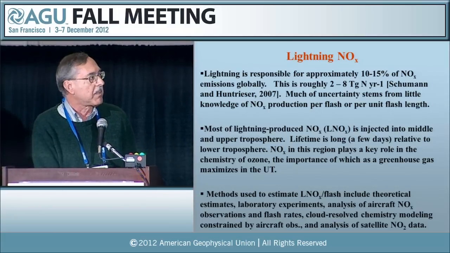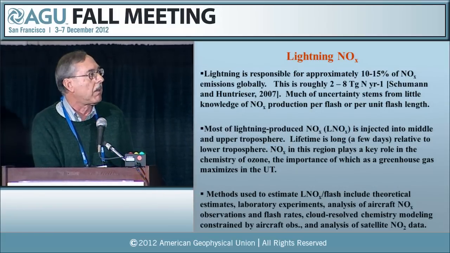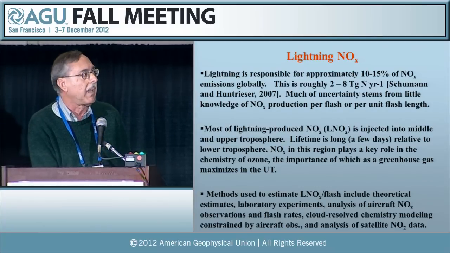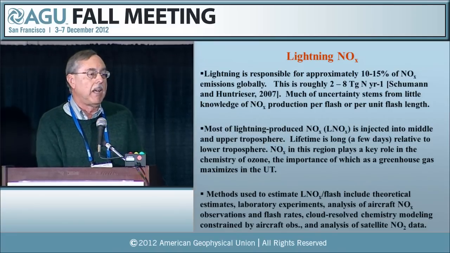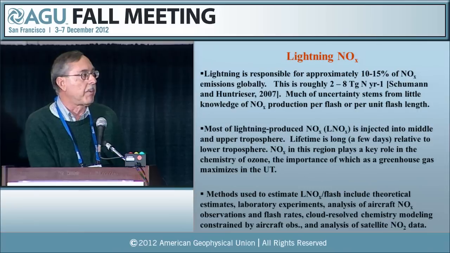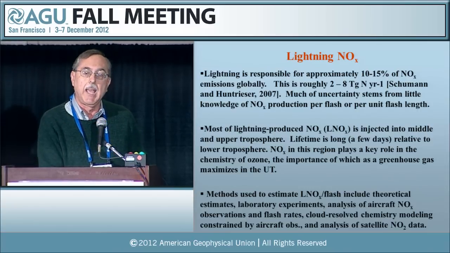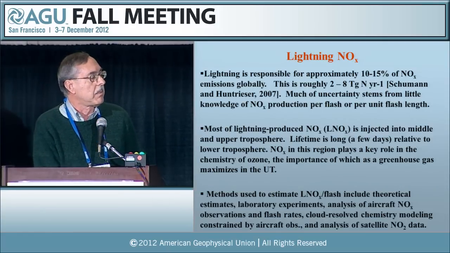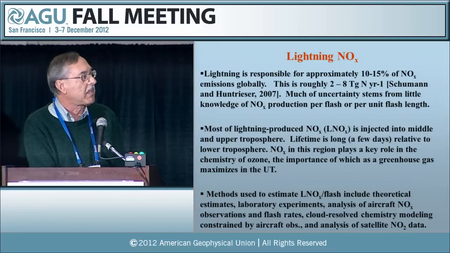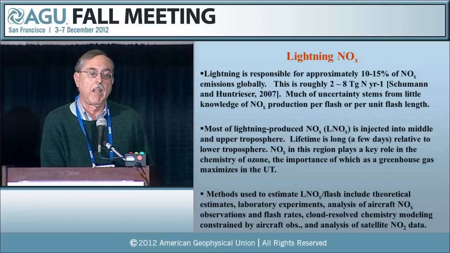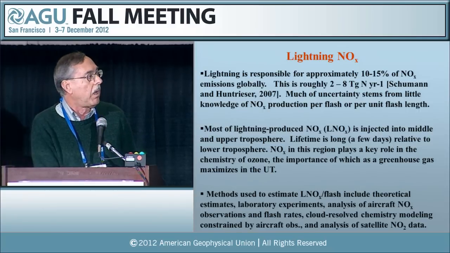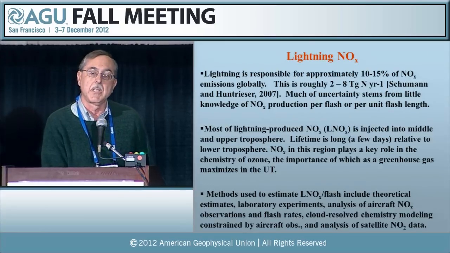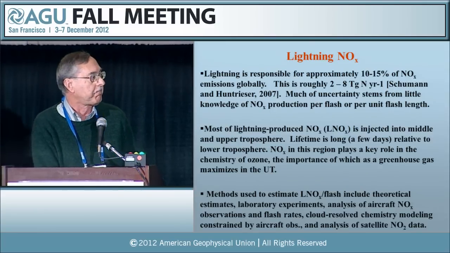Now much of this uncertainty stems from really little knowledge of how much actual NOx is produced per flash or per unit of flash length. Now most of the lightning NOx that is produced is injected in the middle and upper troposphere, where it has a relatively long lifetime compared with NOx in the boundary layer. So this NOx that results from lightning has a really strong importance for the production of ozone. Ozone in the upper troposphere is where it has its maximum importance as a greenhouse gas.